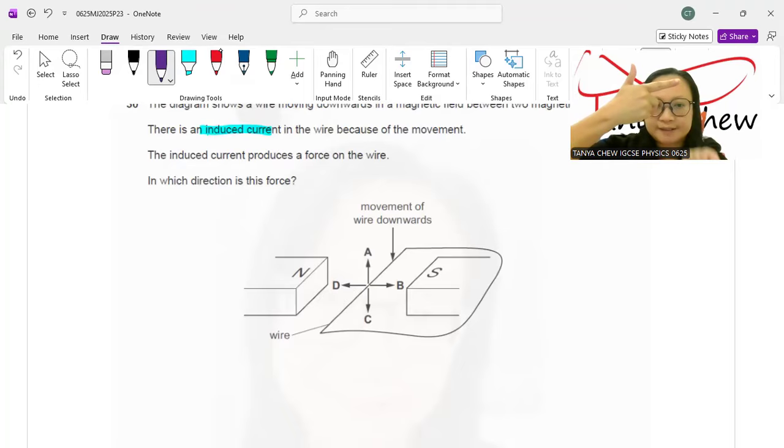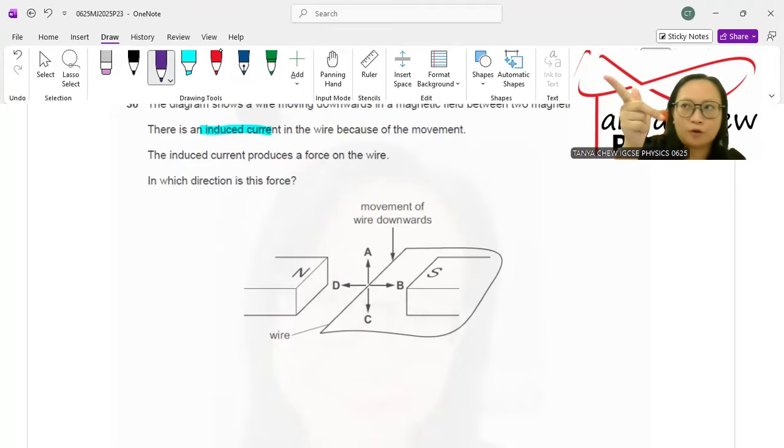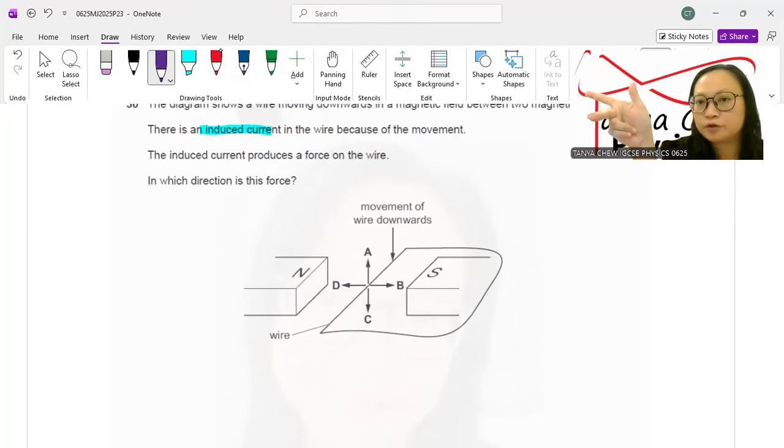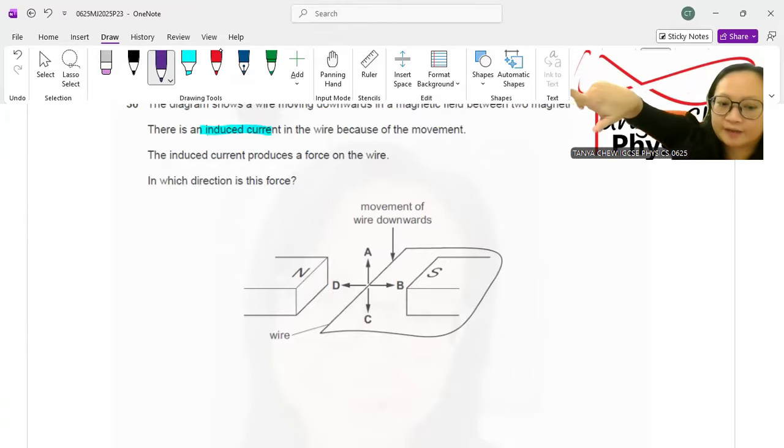North and south, okay? You point your first finger towards right. Use your right hand, point your first finger towards right. And then the movement of the wire is downwards. That means the force applied towards the wire is downwards. You move downwards like that. Could you see that? Now, my second finger is pointing at myself.